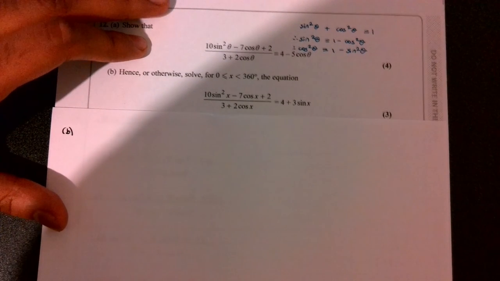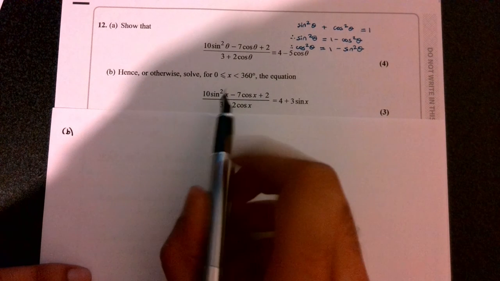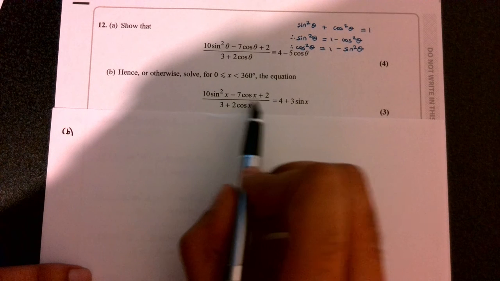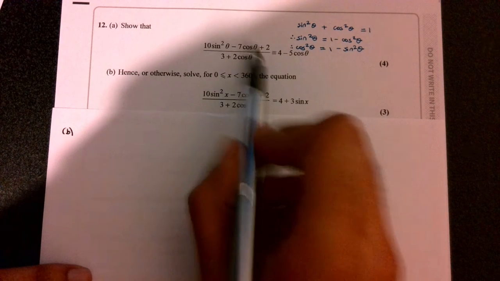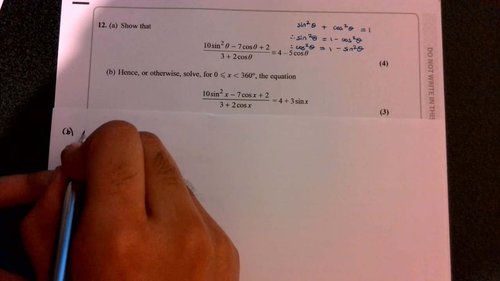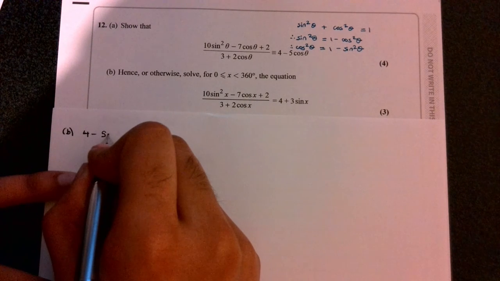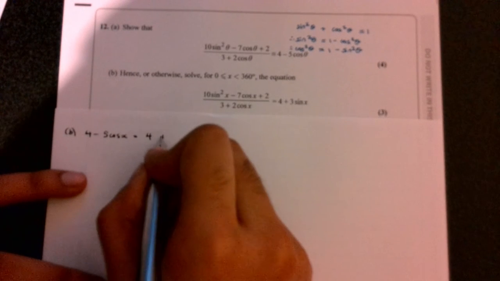Okay, and now for part B, hence or otherwise solve for x being in between 0 and 360 degrees, the equation 10 sine squared x minus 7 cos x plus 2 over 3 plus 2 cos x. Now, if we use what we've just found in part A, we know that this left hand side is equal to 4 minus 5 cos x. So let's just write that down. We have 4 minus 5 cos x, and this is equal to 4 plus 3 sin x. Okay, so hopefully that makes sense. And happily for us, the 4's cancel on both sides.